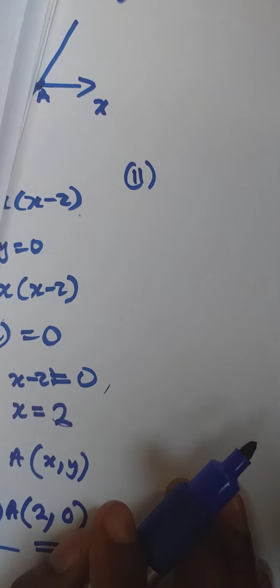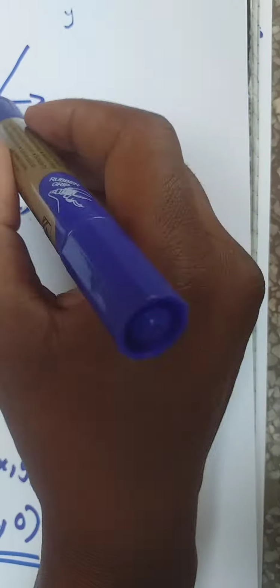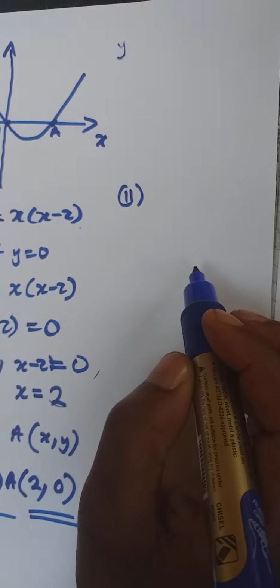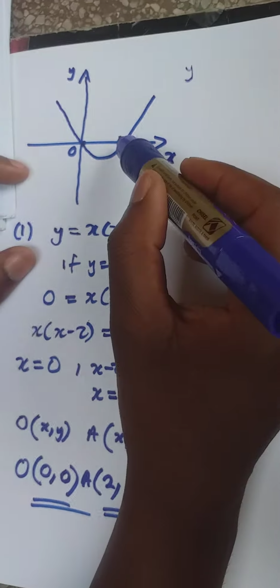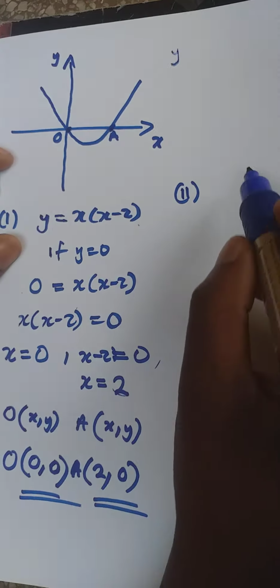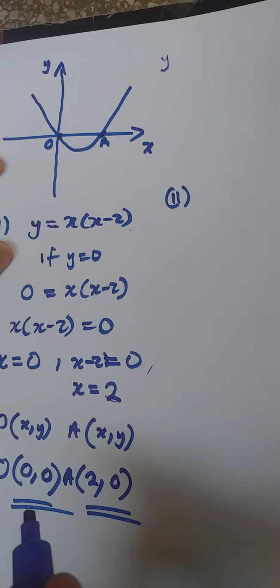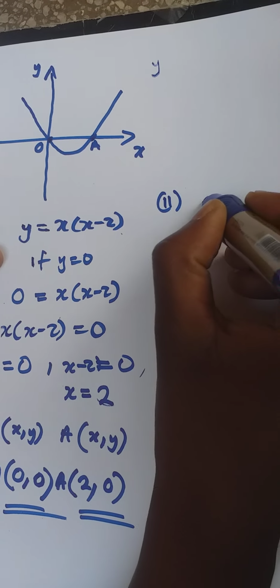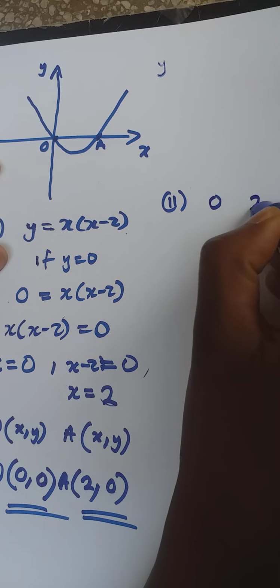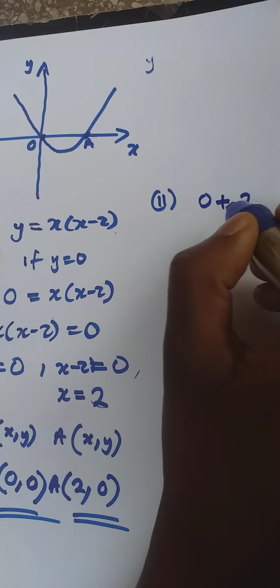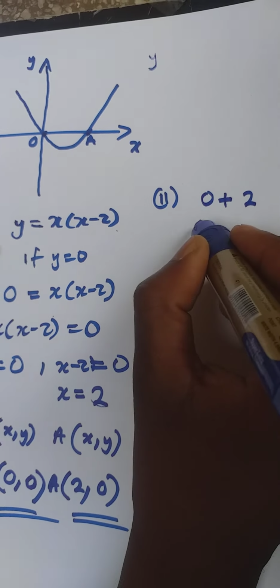The question is, how do we find it? The simple way is by adding the x coordinates that you've found, where the curve is cutting the x-axis, you add the two values and divide by 2, and you'll find the value of x for the turning point. The values we found, 0 and 2, were the x values where the curve was cutting the x-axis.